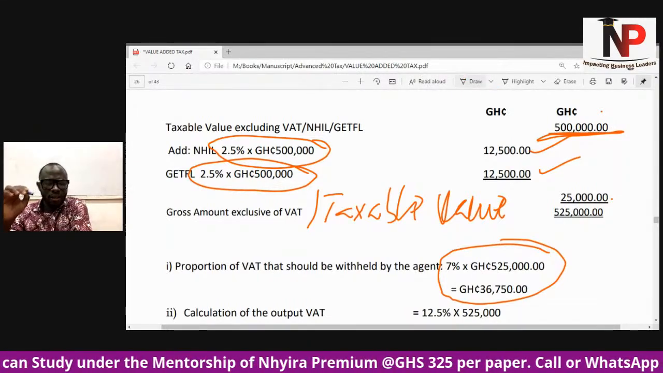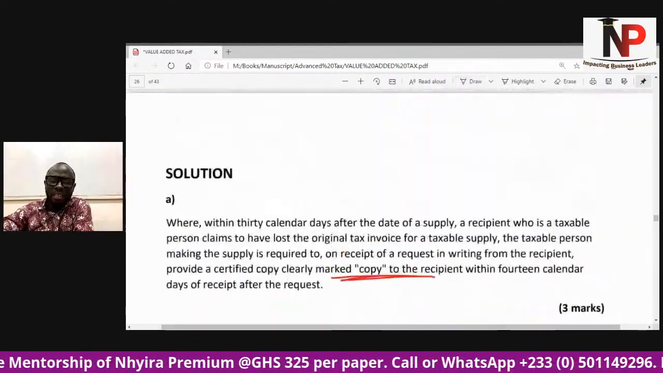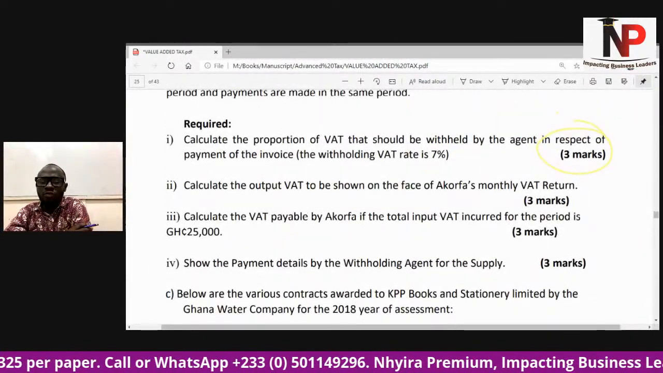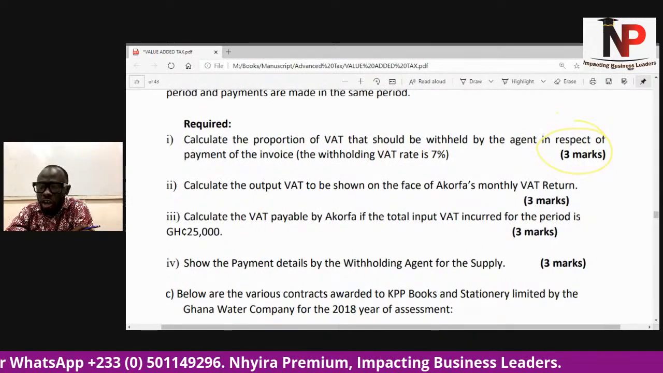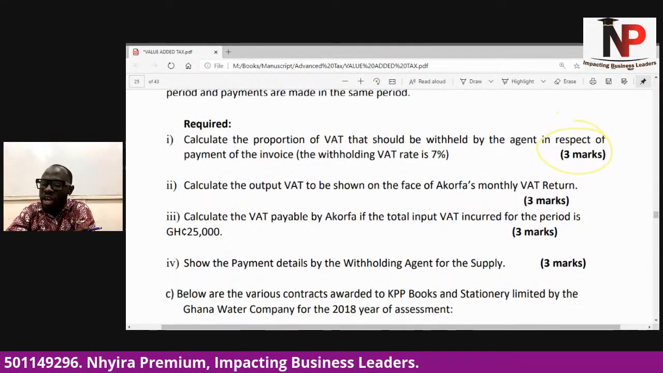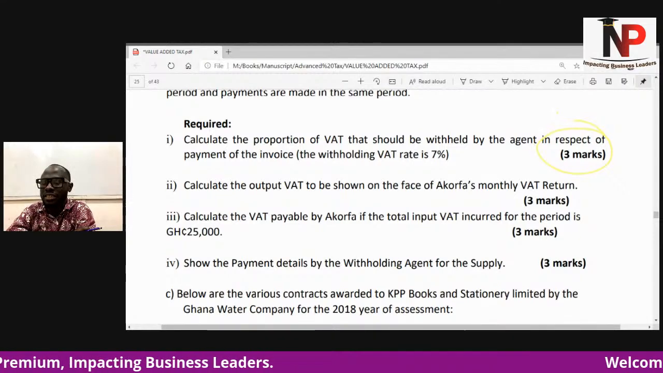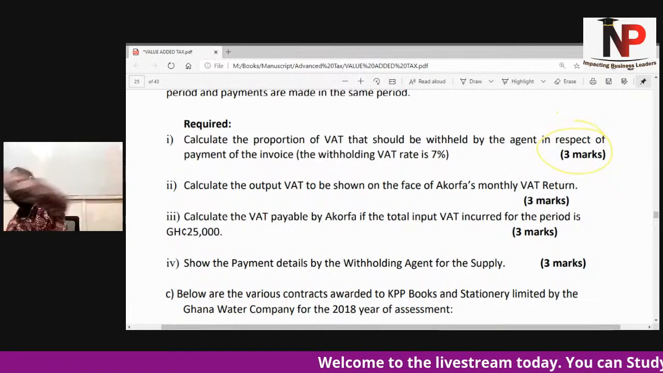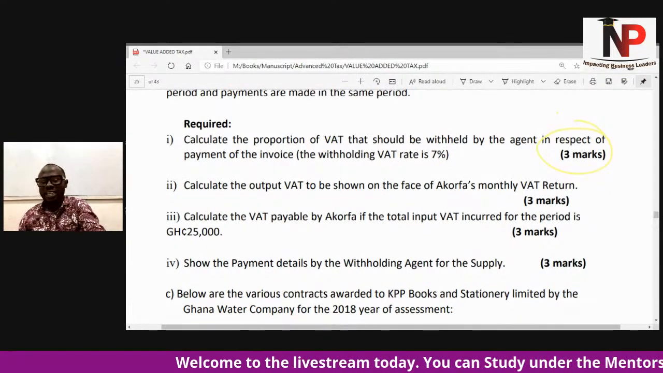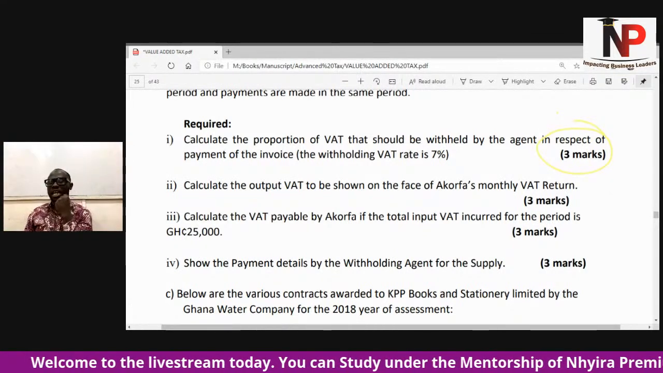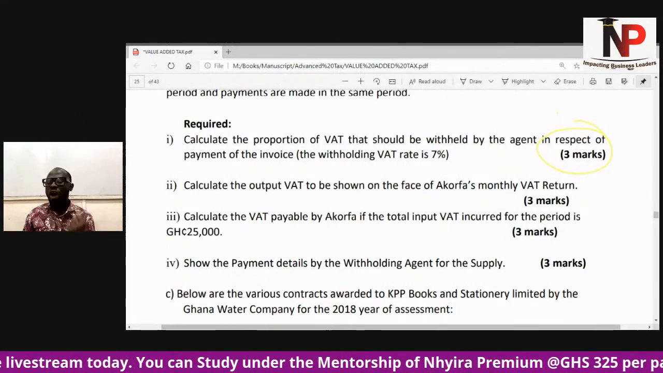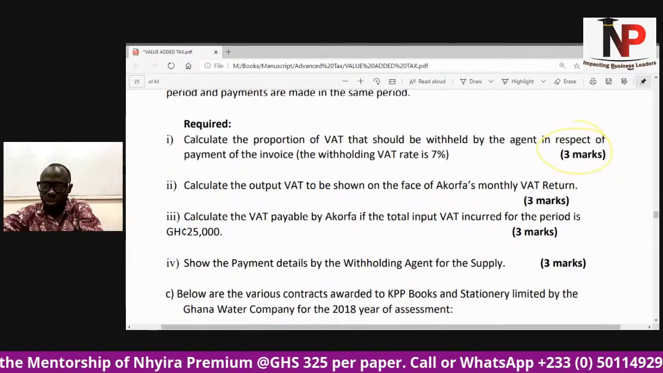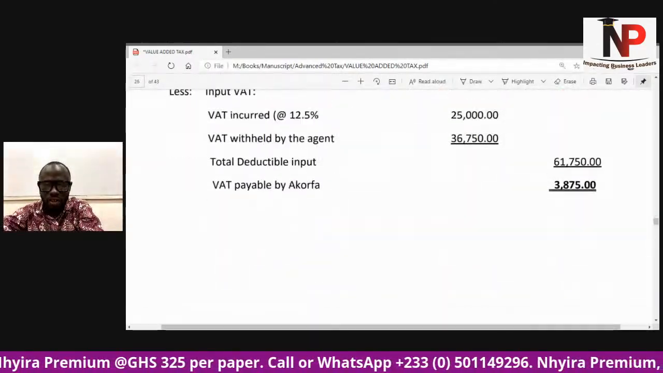Then the second aspect of the question said, calculate the output VAT to be shown on the face of ACCA's monthly VAT returns. So the first one was in the books of St. James, how much you withhold. The second thing is, what will be the output VAT? In other words, how much VAT will ACCA charge St. James Limited. So let's go there.